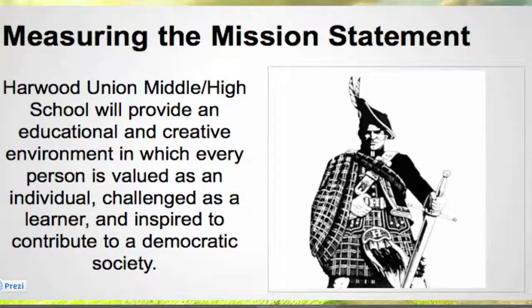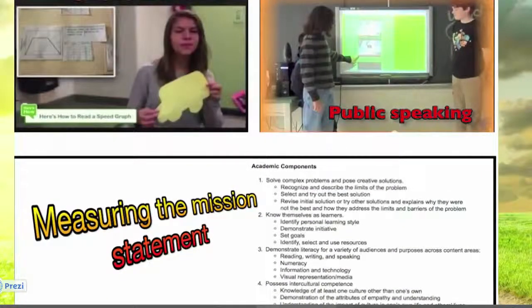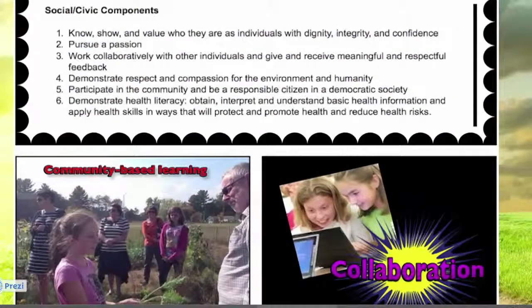What we did was looked at that mission statement and decided to make it measurable. And we came up with 4 academic goals, as you can see below, and then 6 social and civic components.